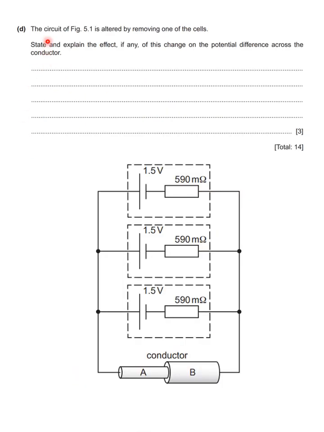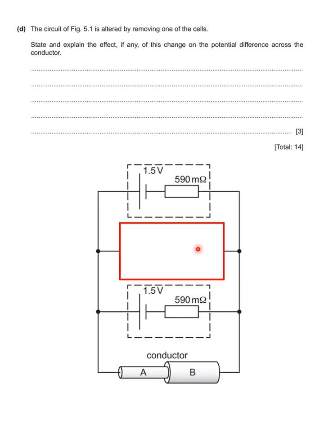Last question, D. The circuit from figure 5.1, which is this one, is altered by removing one of the cells. Boom, one is gone. State and explain the effect, if any, of this change on the potential difference across this conductor. Below is the sequential effect on the conductor.